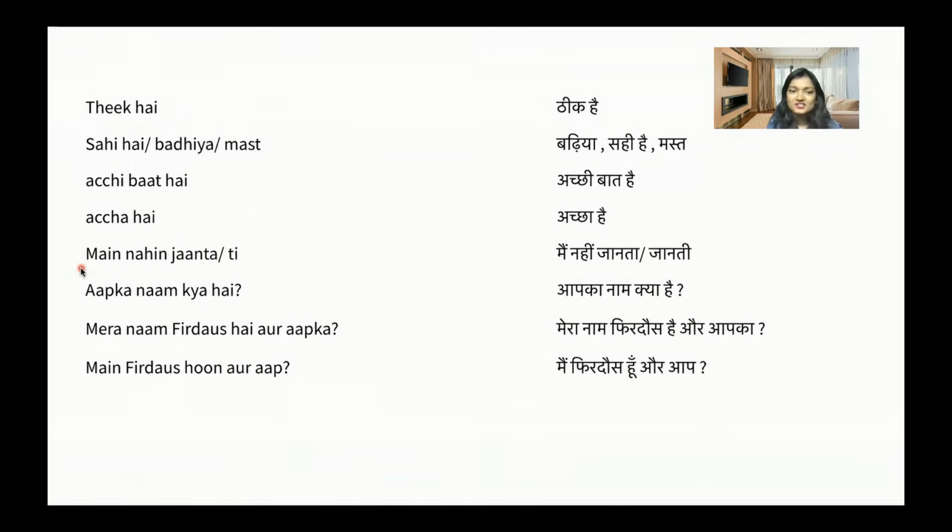Next, मैं नहीं जानता or मैं नहीं जानती. If you want to mean that you don't know, I don't know, I have no idea, I have no knowledge, you can say मैं नहीं जानता. Remember to place नहीं before the verb. That is the rule. मैं नहीं जानता. जानना means to know. So I don't know, where you're negating it. मैं नहीं जानता. And मैं नहीं जानती for a female.